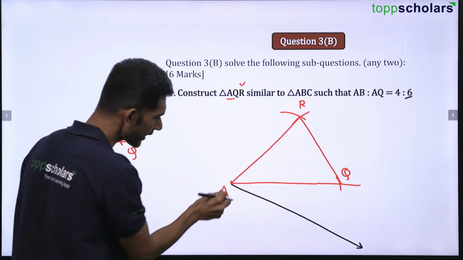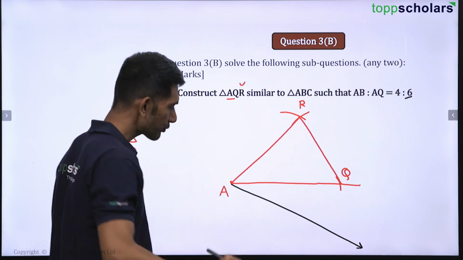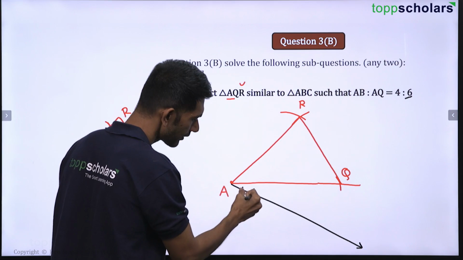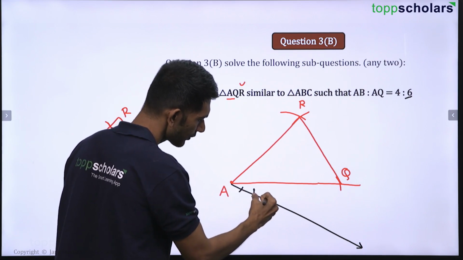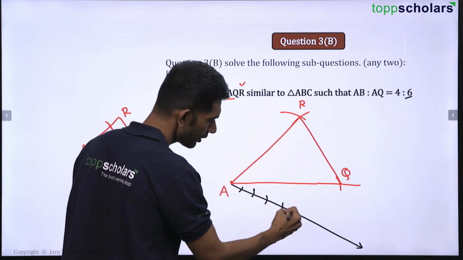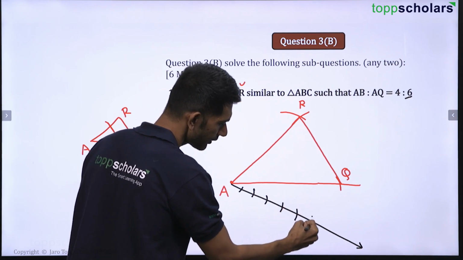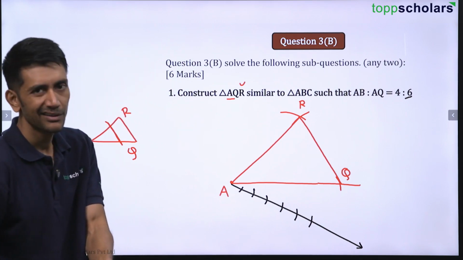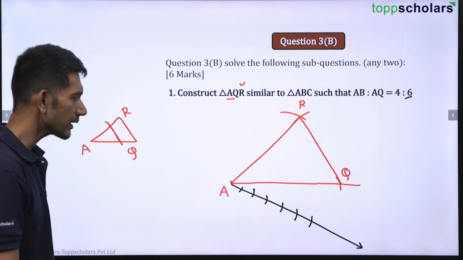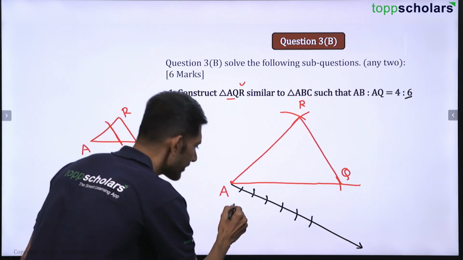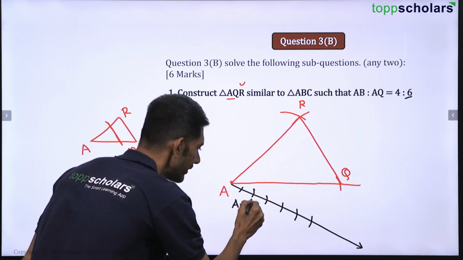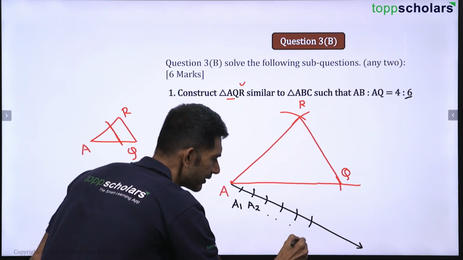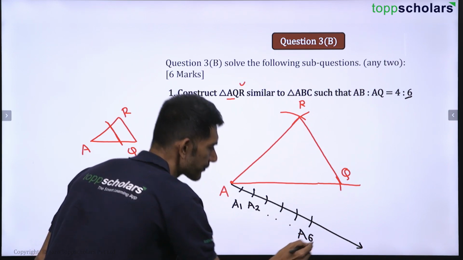Place your compass pointer at point A and start cutting arcs. 1, 2, 3, 4, 5, 6, 7, 8, 9, and so on. Anyways, we don't need that. This is clear. So name this as A1, this is A2, A3, A4, A5, the last one is A6.